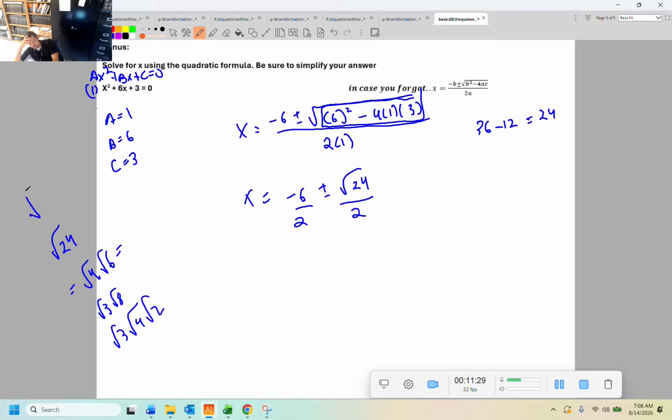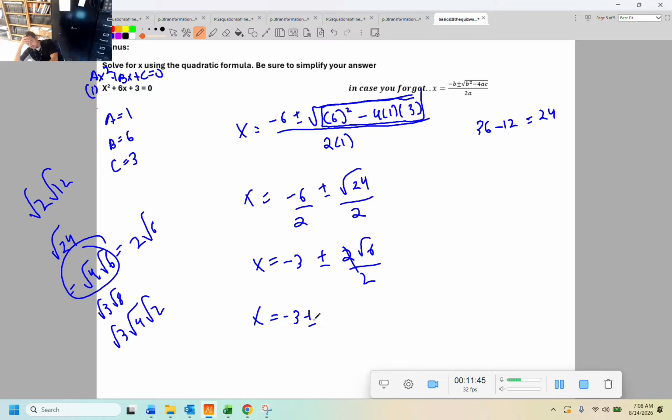You could also say it's like root 2 times root 12. But this is the best one. Root 4 being 2, so 2 root 6. Now negative 6 over 2 is negative 3. You have made this guy become 2 root 6, also over a 2. Bam, 2's cancel. So x is negative 3 plus or minus the square root of 6. And that is the bonus.